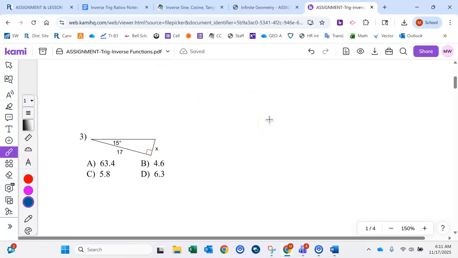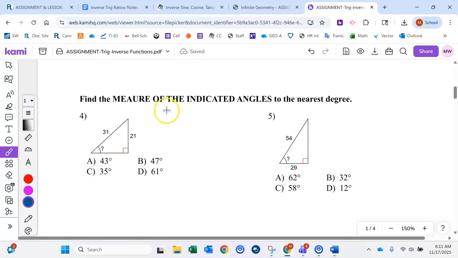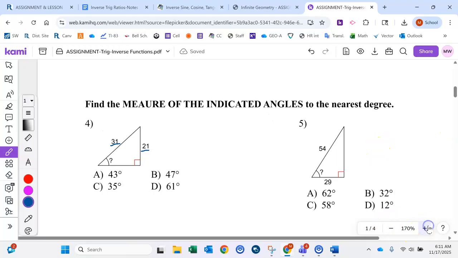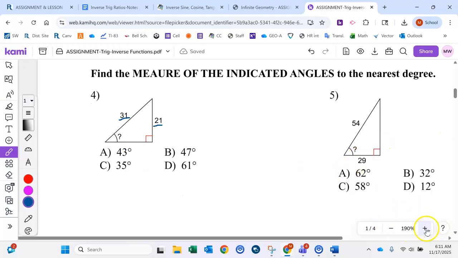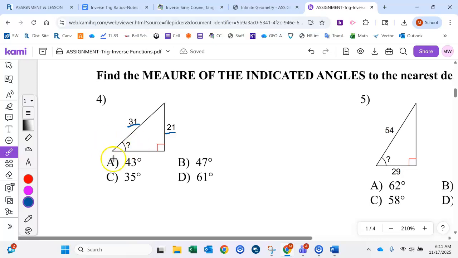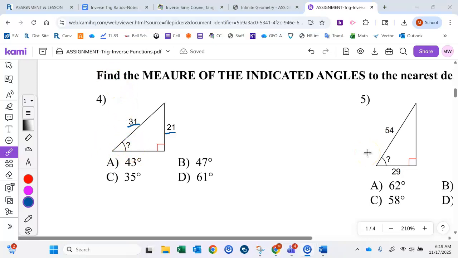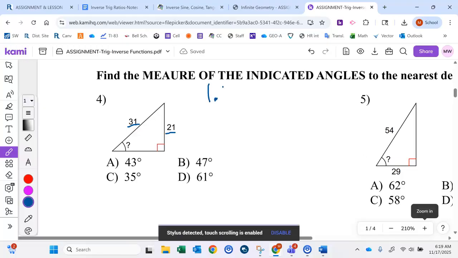Okay, but let's see. Number 4 is going to be the first one that we have. Here we have a side of 31, another side of 21, and we're going to try to find the angle that corresponds to that. So the first thing we're going to do is label. We still label. Number 1, label sides. So we still do that.